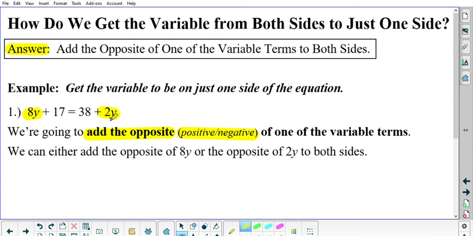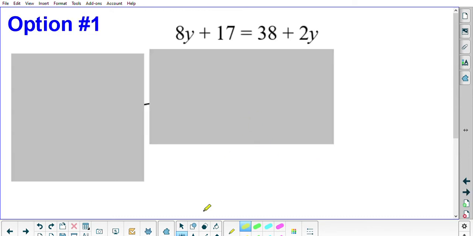They don't have the variable on them. So we're going to add the opposite of 8y or the opposite of 2y to both sides. And doing that will make the variable get to be on just one side. I'll prove it to you. Let's go with option number 1, adding the opposite of the 8y.